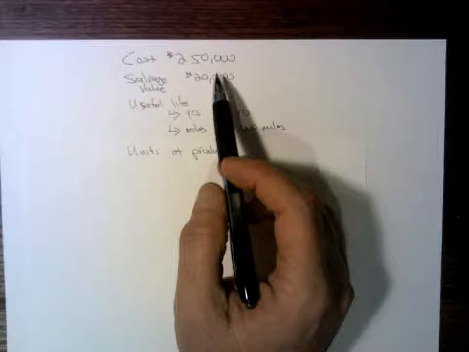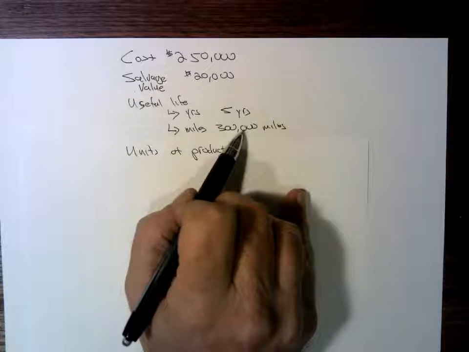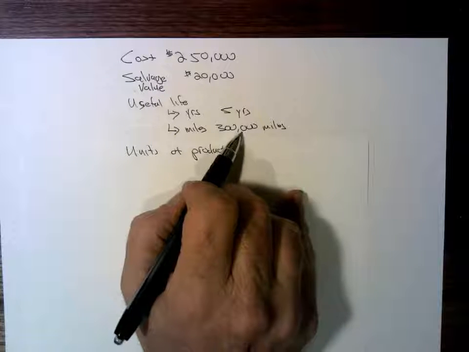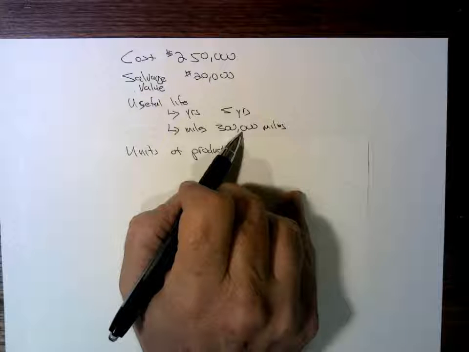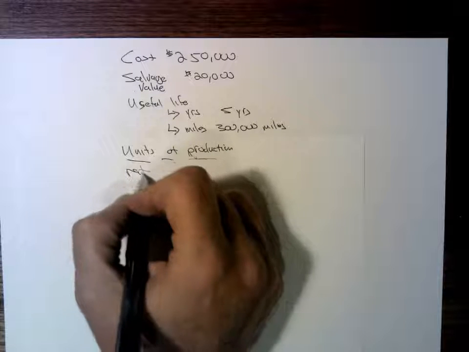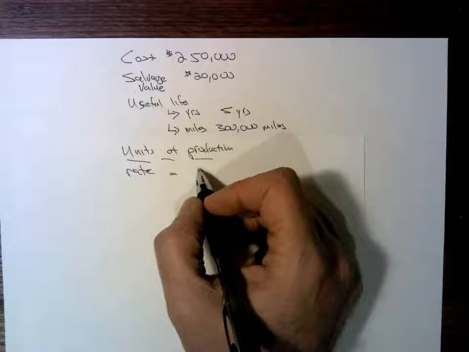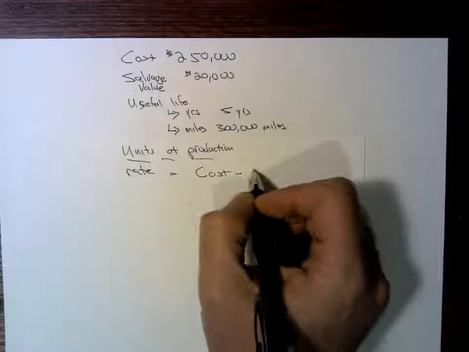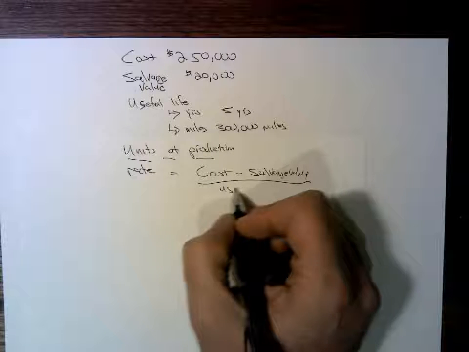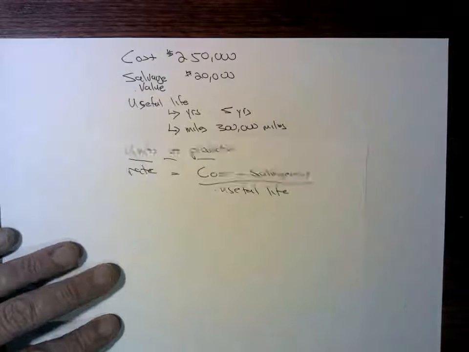So we have the same asset, $250,000 cost, $20,000 salvage value. Only now I'm going to measure useful life in miles. So we're assuming that this particular asset, this vehicle, is going to last us 300,000 miles. So units of production. First thing we've got to do is figure out a rate of depreciation. And our formula for rate looks like the straight line formula. Cost minus salvage value all over useful life.